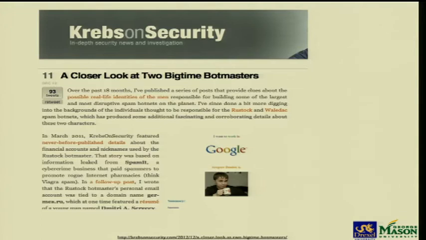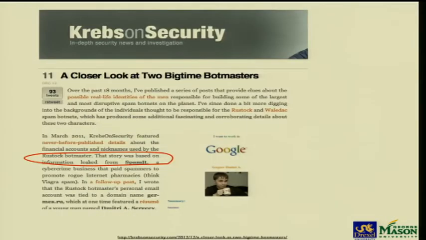For example, I took this blog post from Krebs on Security, where the journalist analyzed the leaked chat conversation of Spamit associates. Spamit is a cybercrime business that pays spammers to advertise rogue internet pharmaceutical sites. So, from the conversation of Spamit and the Rustock botnet. The Rustock botnet was one of the biggest spam botnets, responsible for most of the global spam emails. So Brian Krebs, writer of this blog, manually analyzed the chat conversation of Spamit and Rustock botmasters to find their real-world identities. So we wanted to see if we can do a similar kind of analysis automatically using the linguistic tools we have.